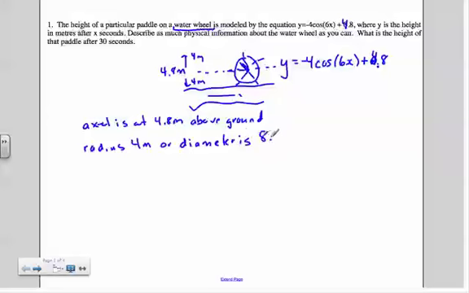or the diameter is 8 meters. Now I want to get the speed of the wheel, because the physical information about the wheel, I've described the circle. It's a circle that has radius 4 or diameter 8. In the middle is 4.8 high.